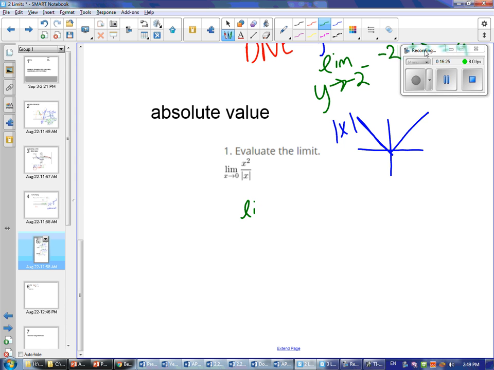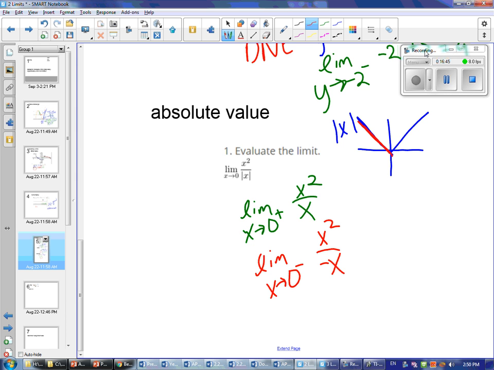On the right of 0, this function looks like x squared over x. On the left of 0, this thing looks like x squared over -x, because on the left side of 0, the absolute value function follows the rule -x. So now we're going to do our direct substitution. If I put 0 in here, in both of those, I will get 0 squared over 0, which is 0 over 0. It's indeterminate. So now I need to start trying some techniques.